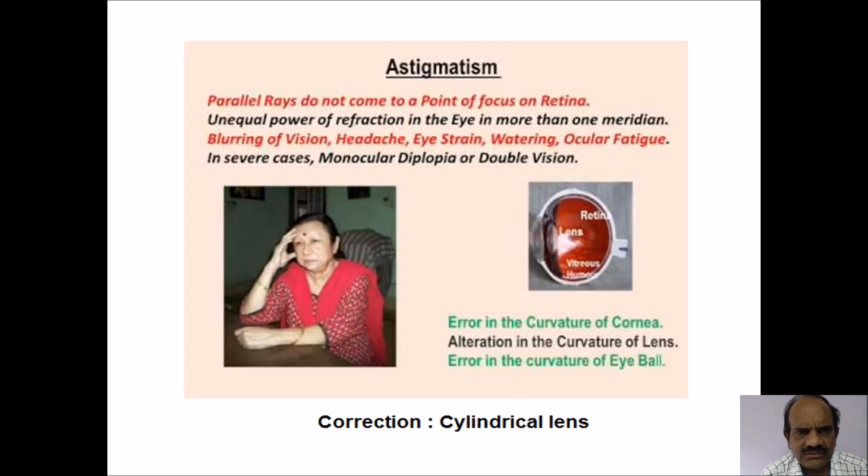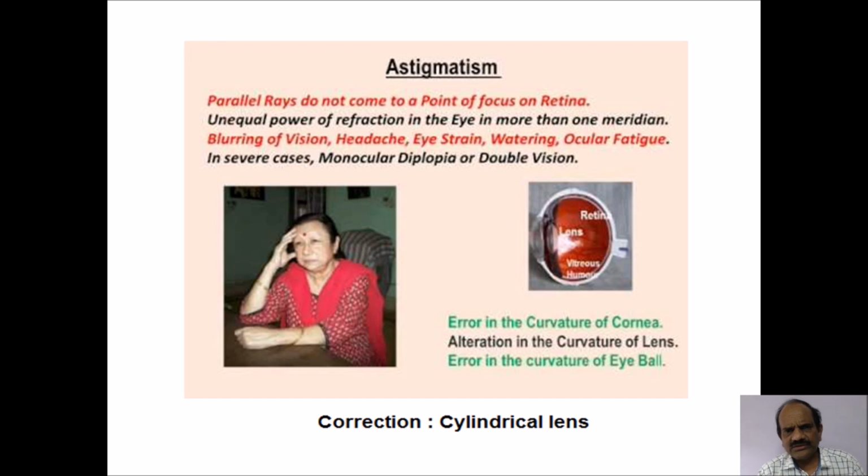Now coming to the last abnormality, what we call astigmatism. We have seen that astigmatism occurs due to inequality of the corneal surface and that of the lens. The parallel rays do not come to a point of focus on the retina. There is unequal power of refraction in the eye in more than one meridian. Blurring of vision, headache, eye strain, watering, and ocular fatigue occur. In severe cases, monocular diplopia or double vision is observed.